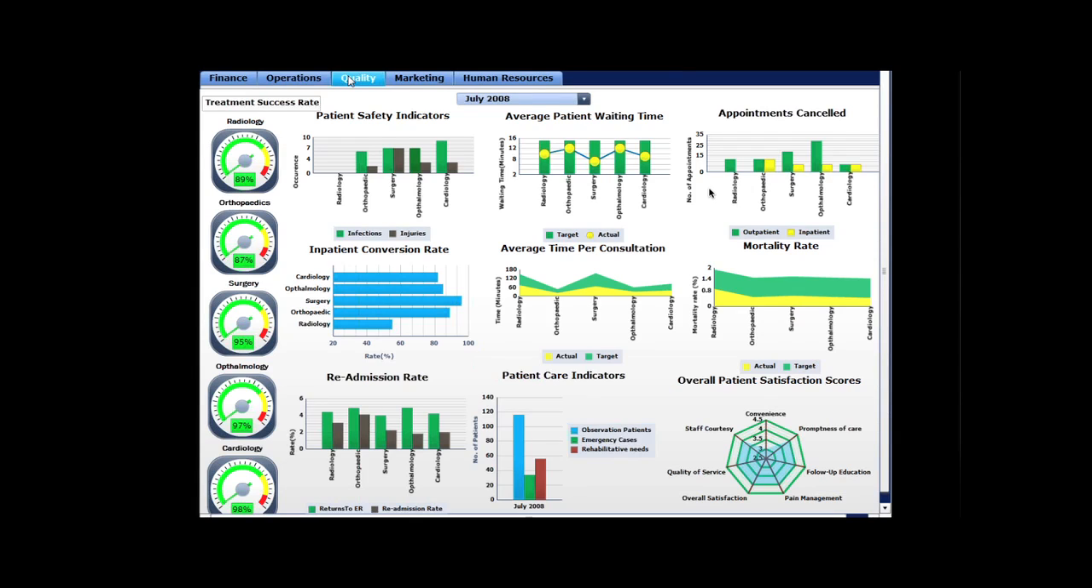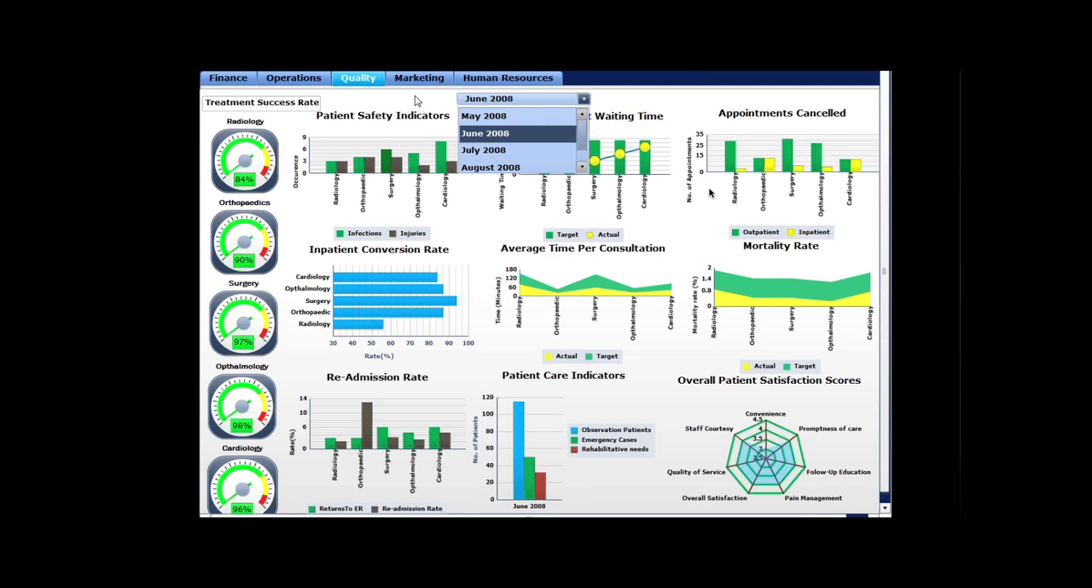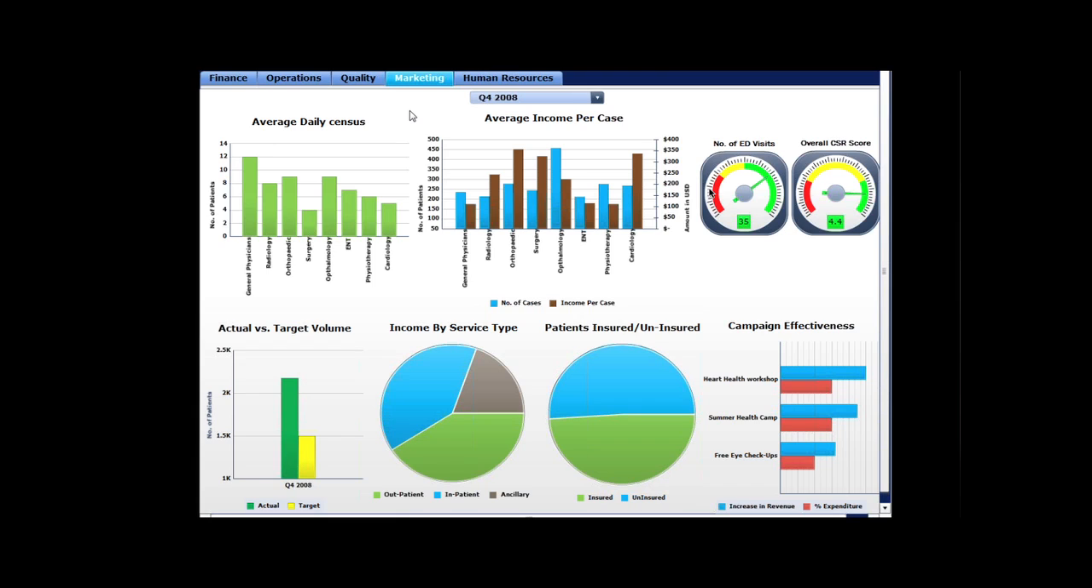And the same thing with quality. Look at the success rate of treatments of various patients. And there's a lightweight analysis aspect also built in. In this case, you can see the overall patient satisfaction scores. Again, how that's staying or how that's changing as well. So it gives the executives a very nice and fluid view of an organization at a macro level.